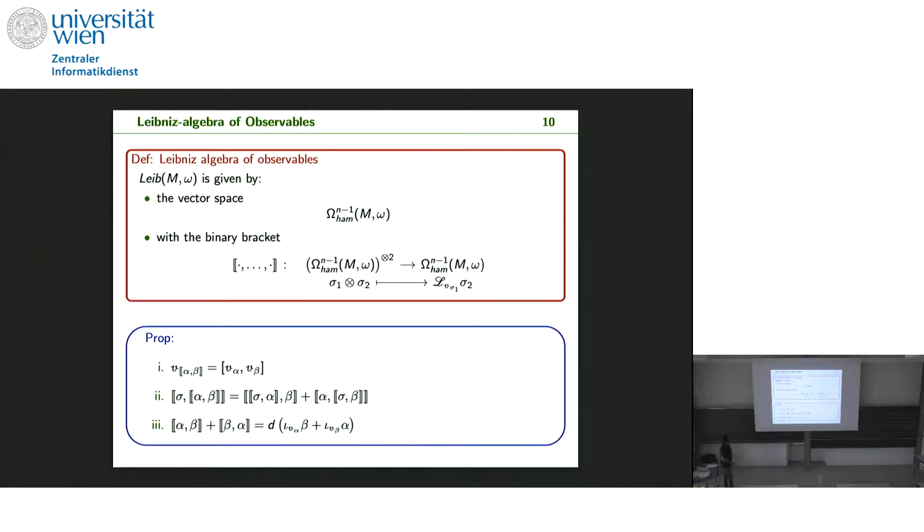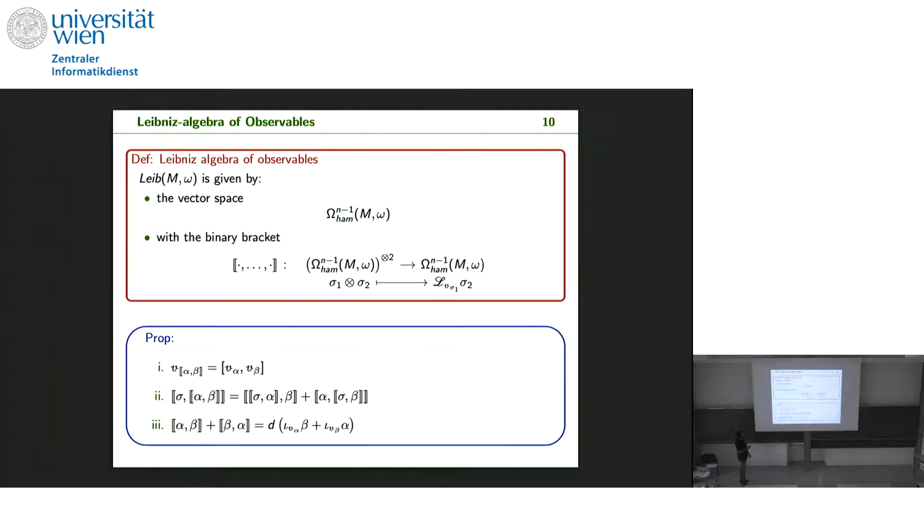So, for instance, the mapping from Hamiltonian forms to Hamiltonian vector fields is a Leibniz morphism, so it preserves the bracket. The second property is what defines a Leibniz algebra. So the Jacobi identity holds.